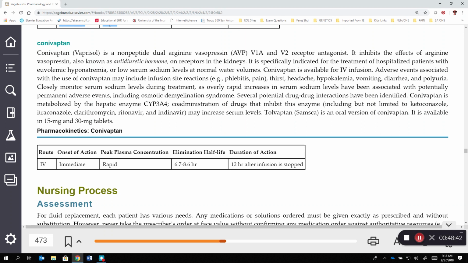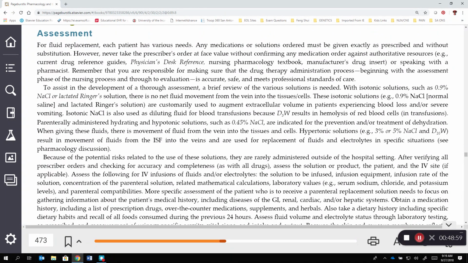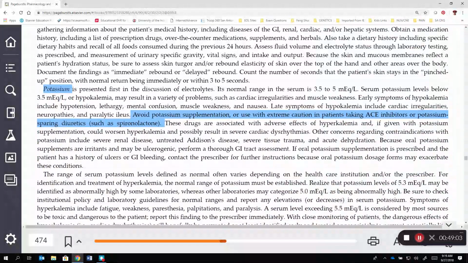Conivaptan. I don't know how to say it, and we aren't talking about it, so we will pass that. And now we're on to the nursing process, page 473 in your book. And this is where you'll find the information about actually giving these drugs to your patient. Assessment is the first thing.